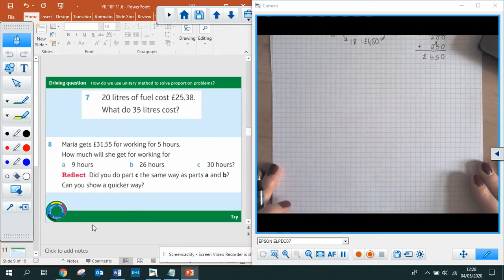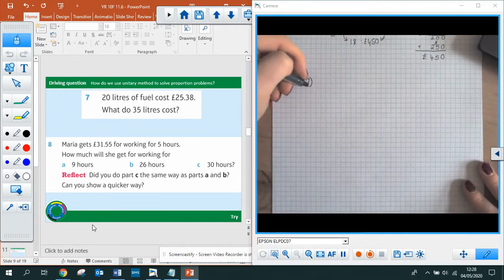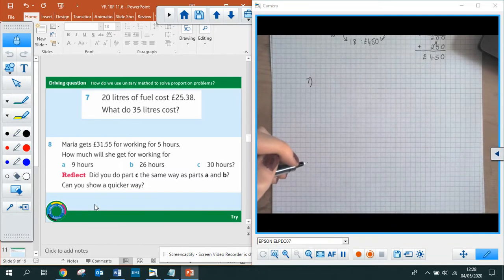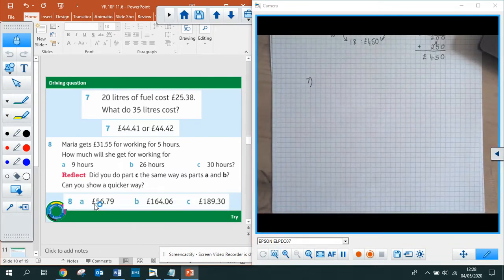Okay, so let's go through the solutions. Question 7. I'll put them up on the screen and I'll also go through them. Question 7 says 20 litres of fuel cost £25.38. What do 35 litres cost?